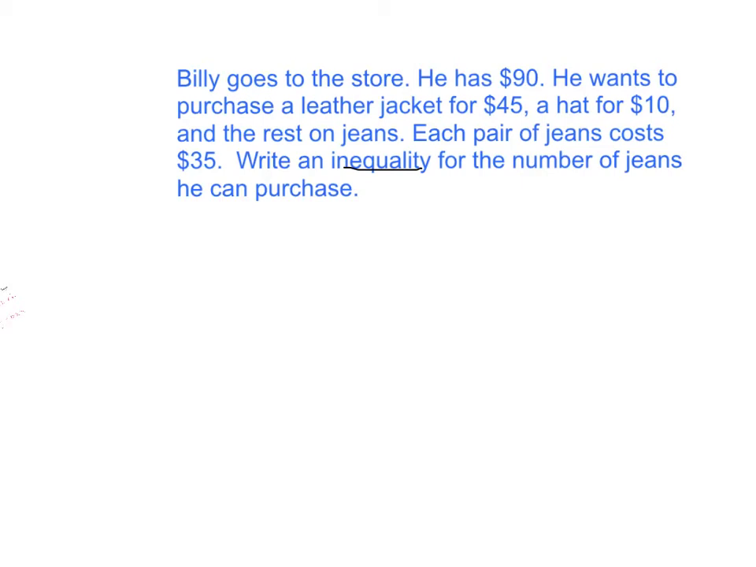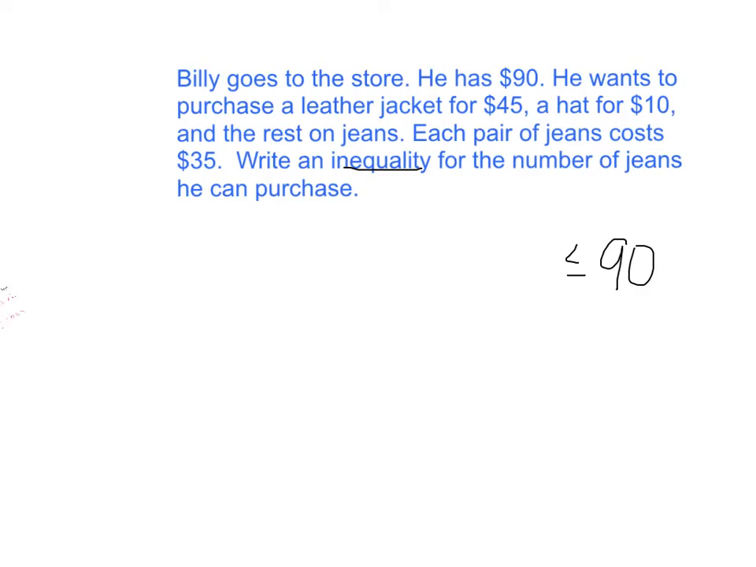Billy has $90, so regardless if it's an inequality or an equation, I like to put down what my total is going to be. So it can't be more than $90. It could be exactly $90 that he could spend. So I can't put an equal sign for that. I know that he can spend less than or equal to $90. And it's okay if he's under, but he just can't be over $90. So that's why I chose that sign.